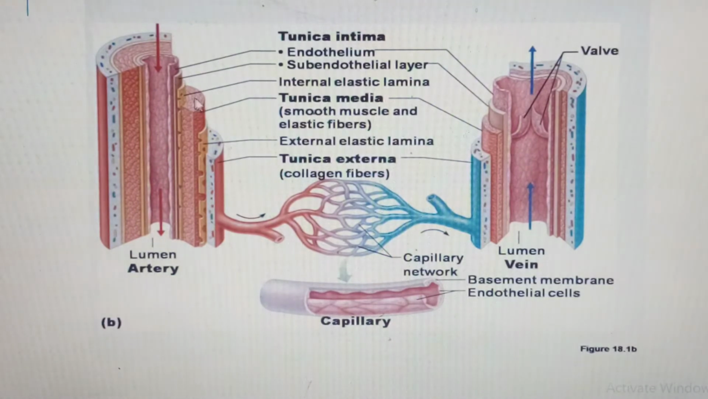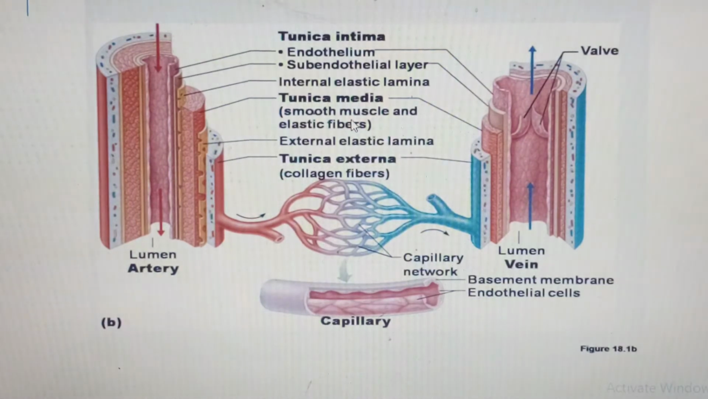The next tunic is the tunica media. Tunica media, M for middle, so that's the middle tunic, and M for muscle. This muscle is actually smooth muscle. Smooth muscle is what we are going to see here. So tunica media is made of smooth muscle. Okay, so that's what we are going to find here.